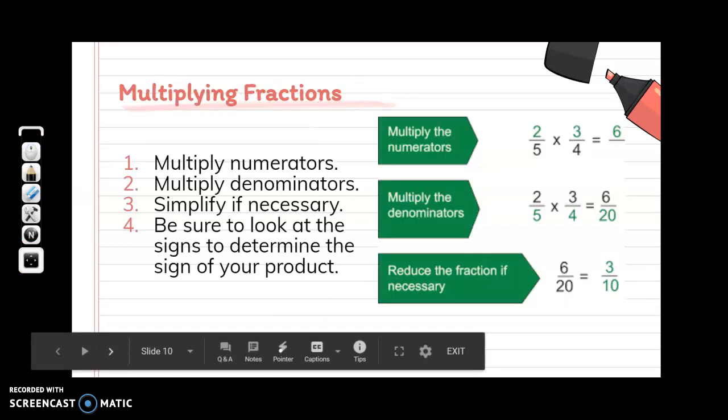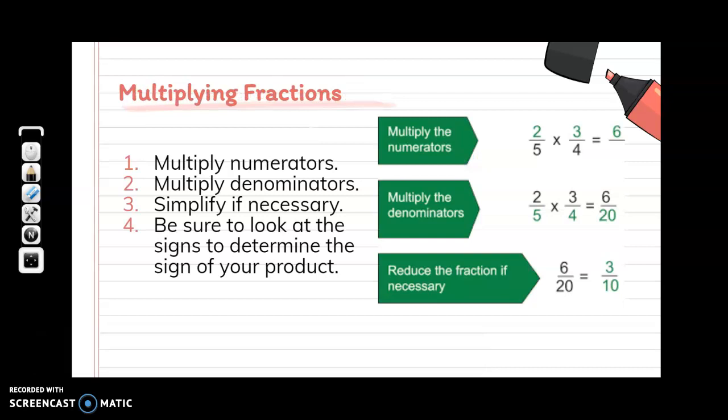Multiplying fractions, even with negative signs, is a good bit easier than adding or subtracting fractions. All you have to do is multiply the numerators, then you multiply the denominators, then you simplify if necessary, and then you be sure to look at the signs to determine the sign of your product. So look at the example here.